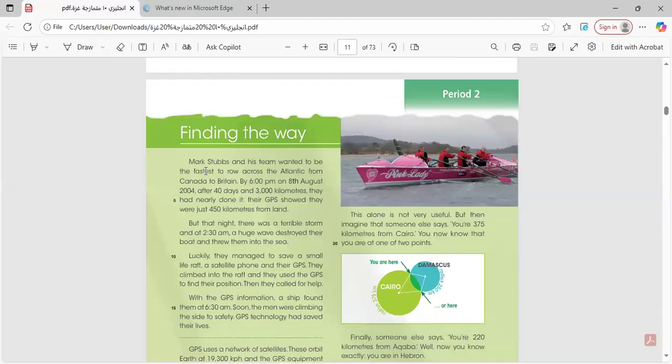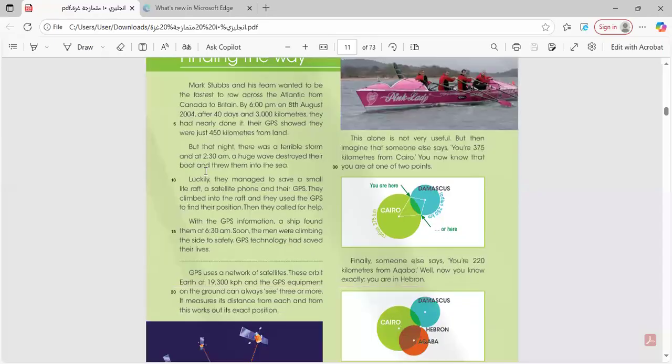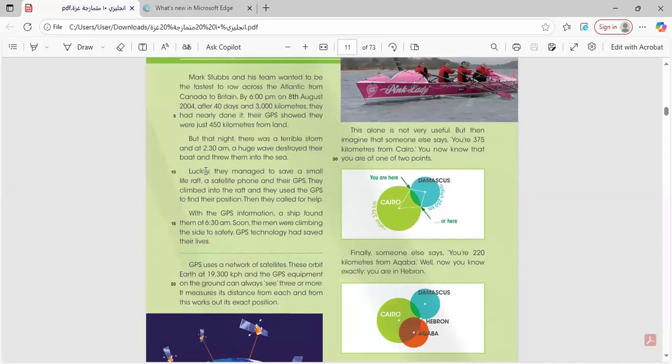Finding the Way. Mark Stops and his team wanted to be the fastest to row across the Atlantic from Canada to Britain by 6 p.m. on 8th August 2004. After 40 days and 3,000 kilometers, they had nearly done it. Their GPS showed they were just 450 kilometers from land. But that night there was a terrible storm, and at 2:30 a.m. a huge wave destroyed their boat and threw them into the sea.